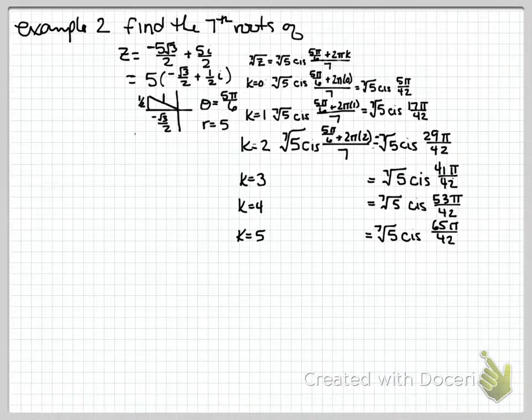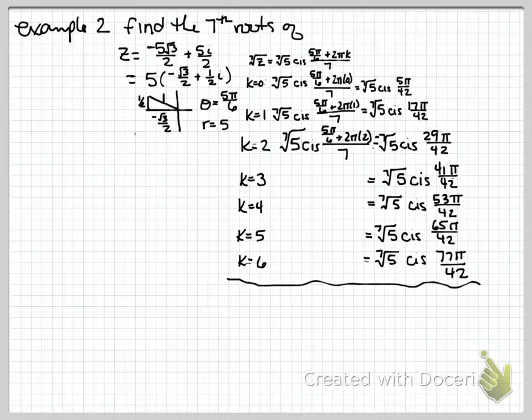Now to our last one, k equals 6, 7th root of 5, CIS, add 12 again, I get 77 pi over 42. Okay? Alright. And now, if just by chance, so that we're actually done with this one.